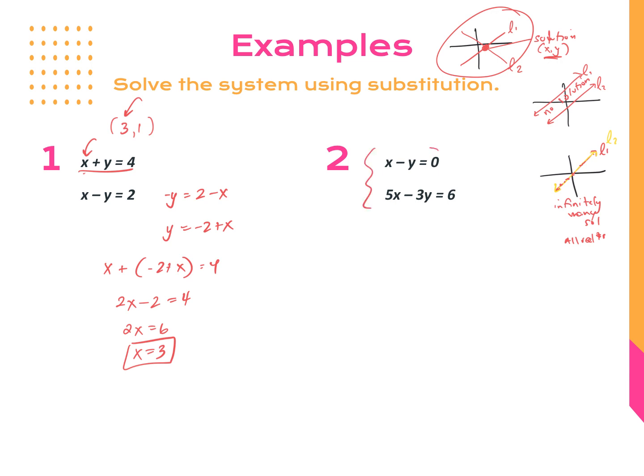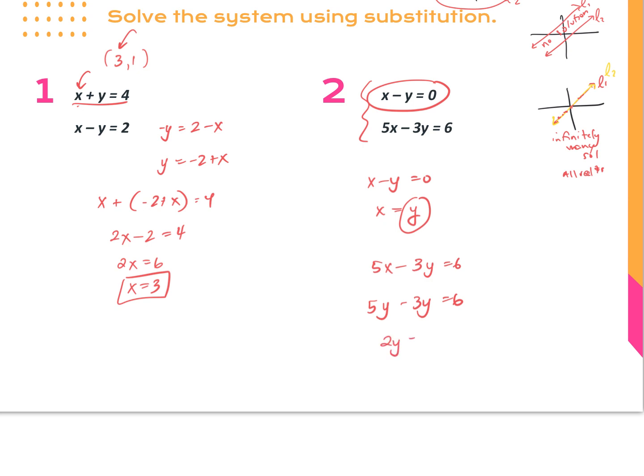And I'll probably work with my top equation. I'm going to do x minus y equals 0. So x equals positive y. So now I'll come over to the bottom equation, 5x minus 3y equals 6, and I'll plug y in for x. So instead of 5x, it's 5y minus 3y equals 6. I'm going to get 2y equals 6 and y equals 3. So I have my first answer.